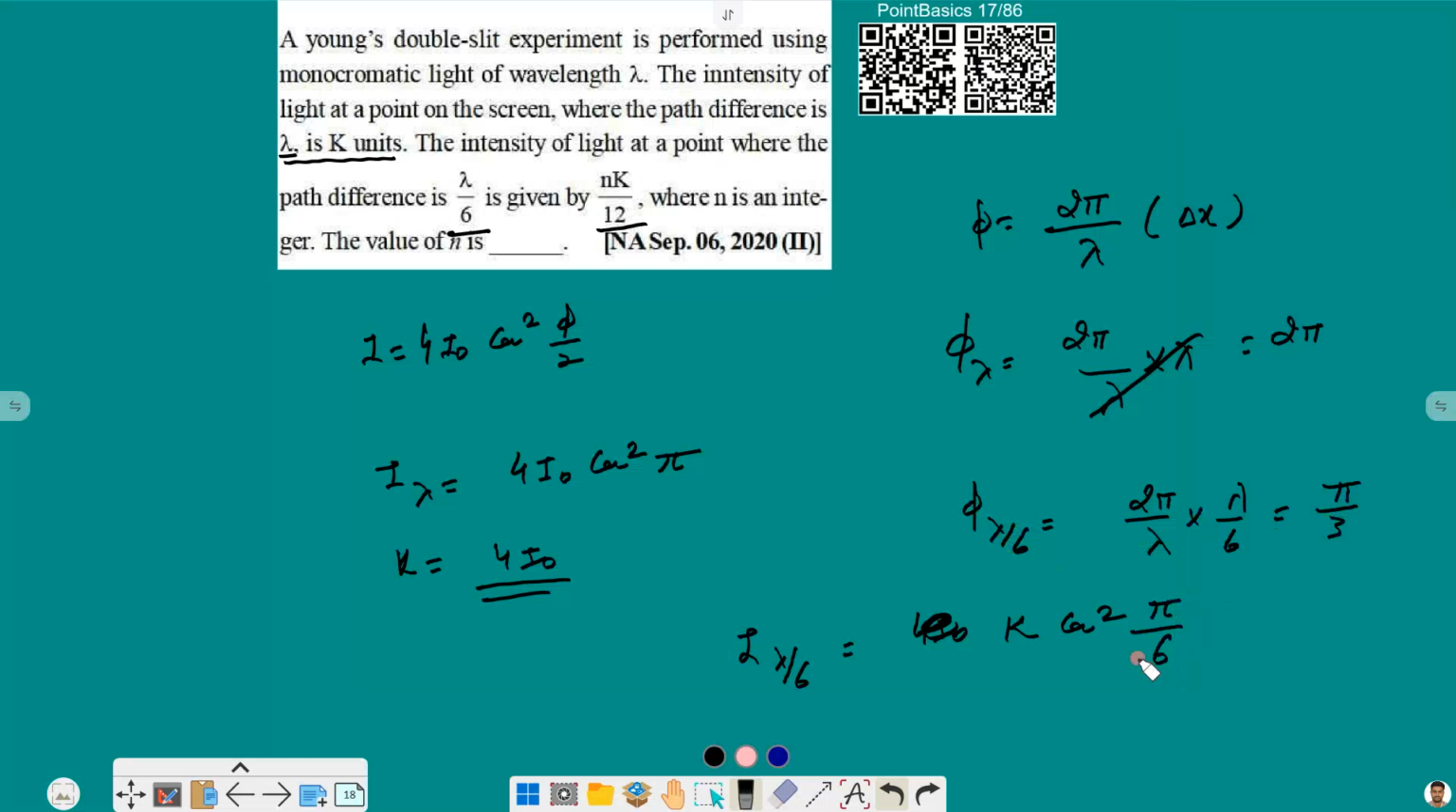Now this is cos 30, and cos 30 is root 3 by 2, and the square of that will be equal to 3 by 4, and we have to convert it into nk by 12. So we multiply it by 3 and divide by 3. So this is 9k by 12. So n is equal to 9 here.